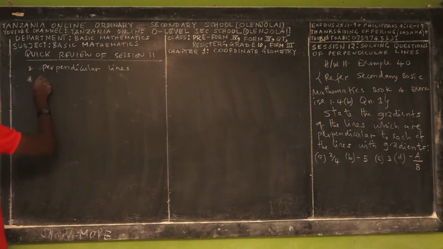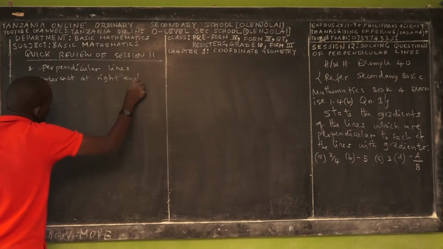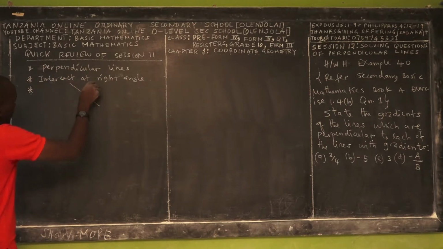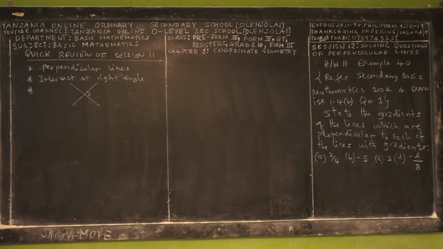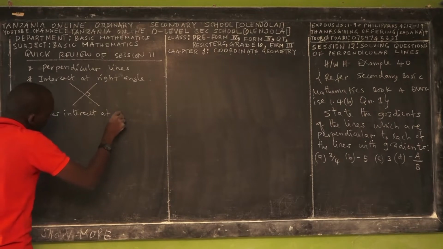Simply said, these are lines intersecting at a right angle. That's how we define it. And when we sketch it on the XY plane, we find that perpendicular lines meet at a right angle, like this. So the first condition for two lines to be perpendicular is that the two straight lines should intersect at a right angle.